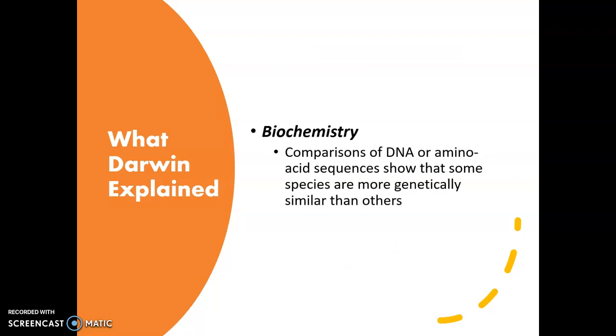All right, the other thing that Darwin explained is biochemistry. Darwin compared DNA or amino acid sequences, which show that some species are more genetically similar than others.